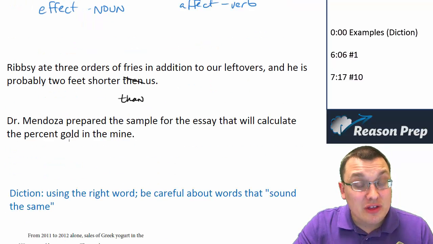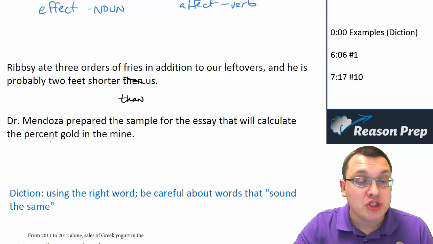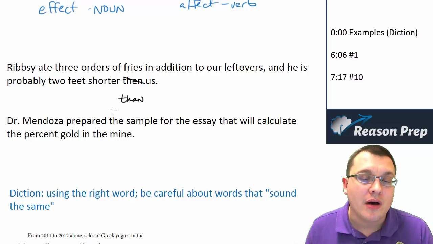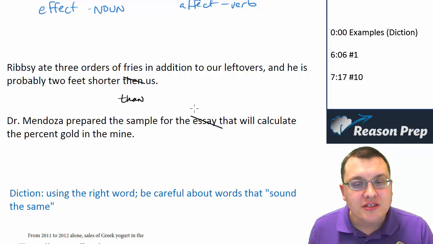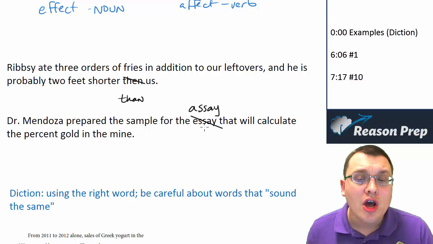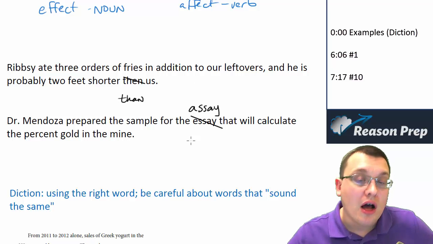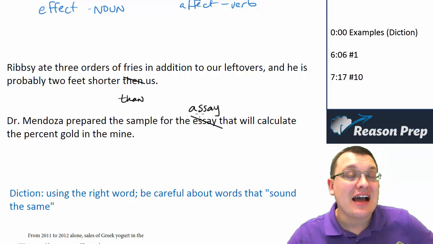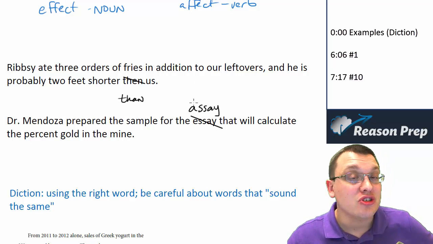This one, again, kind of like the first one, I think was probably really hard to do without choices. Dr. Mendoza prepared the sample for the essay that will calculate the % gold in the mine. So really what we're looking for here is the word "assay." Again, this one's probably harder than anything you'll see on the test. The point is, the word "essay" sounds and looks like "assay," and they're actually two different words.